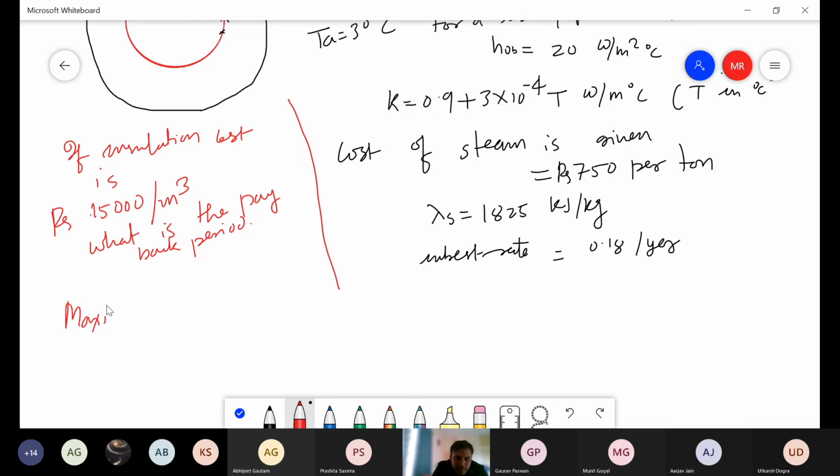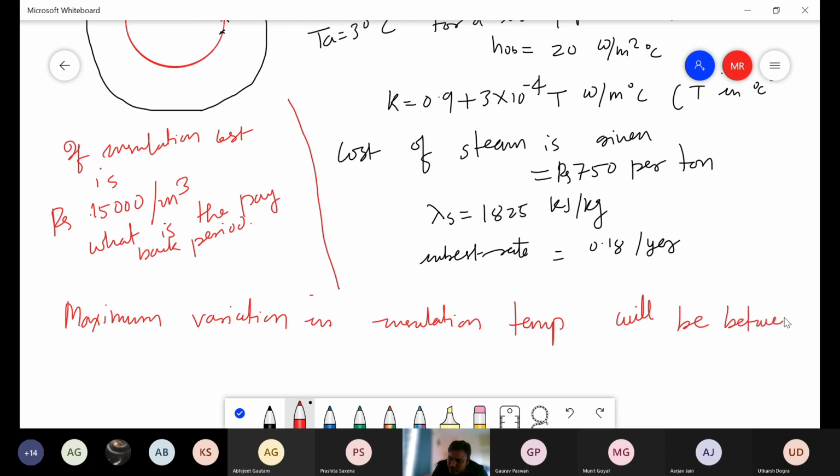Maximum variation in insulation temperature will be between 160 degrees Celsius to 30 degrees Celsius. Isn't it? I can write this easily. Yes or no?